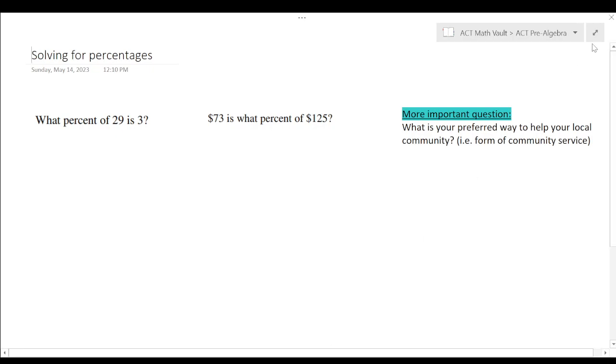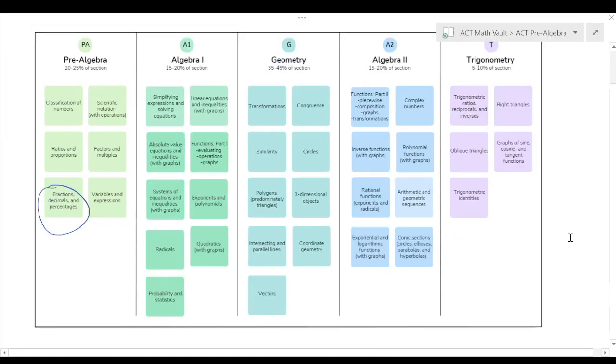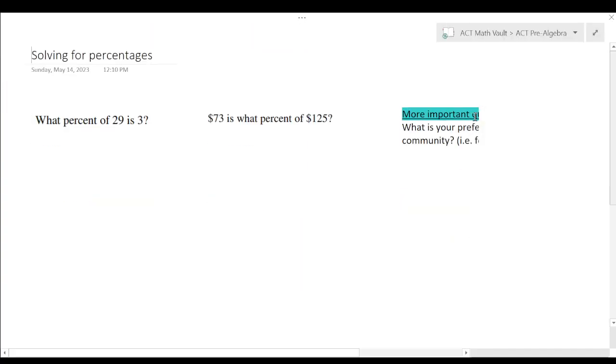So let's think about this topic within the whole math section. You'll see percent on the math section quite a bit. It falls under pre-algebra. Fractions, decimals, and percentages are a major part of that course. This is probably the easiest type of percent problem that they would cover.